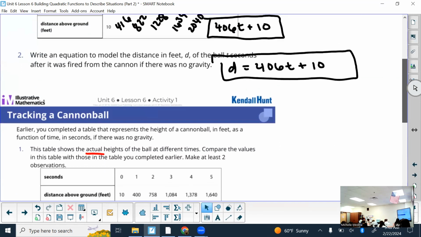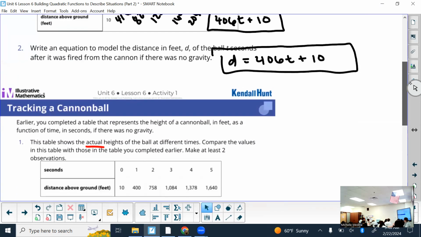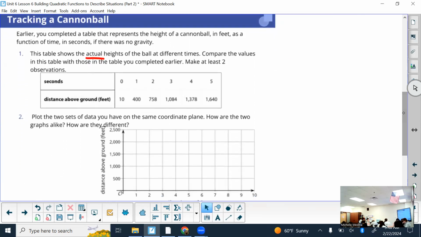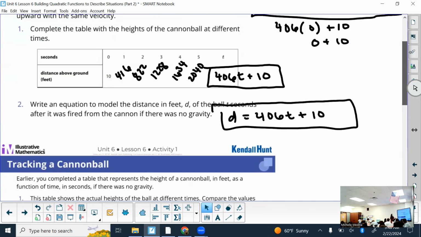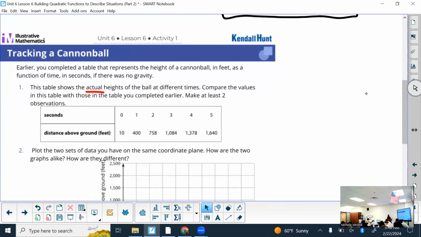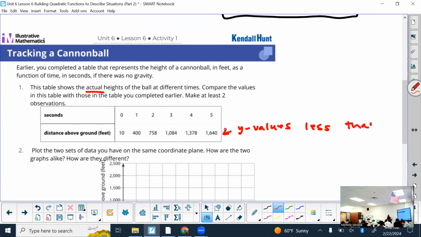All right, table 3, can you give me something you noticed about these 2 tables? Okay, the y values on this table are less than the y values on the other table. Okay, so that could be one of your observations or one of your notices. So you could say y values less than the other table.